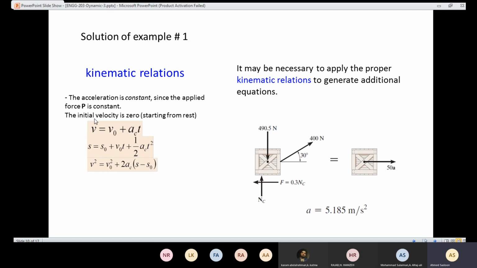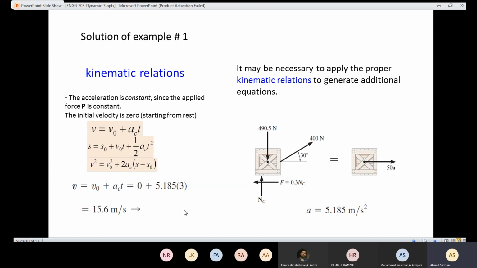I need to know the value of the velocity. I know the initial velocity, I know the value of the acceleration, and I know the time. The time is 3 seconds, and the acceleration is here, and the initial velocity is 0. So I can use this formula here, and I can easily determine the value of the velocity. The value of the velocity after 3 seconds came out to be 15.6 meters per second. So after 3 seconds, starting from rest, the box is going to move with a velocity equal to 15.6 meters per second.